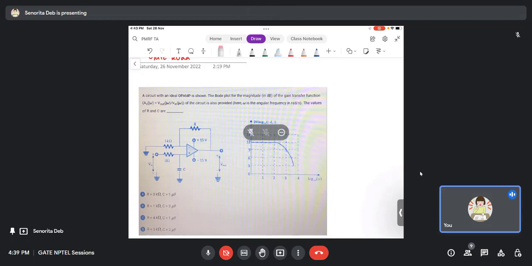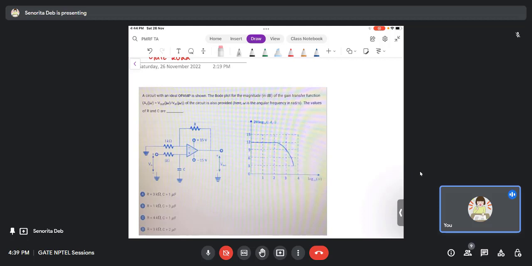So the next question is from GATE 2022. This is a very simple question. There is nothing more to it except that you should know the concept of Bode plot. That you will be studying in control systems, and it's very important for you to know that.